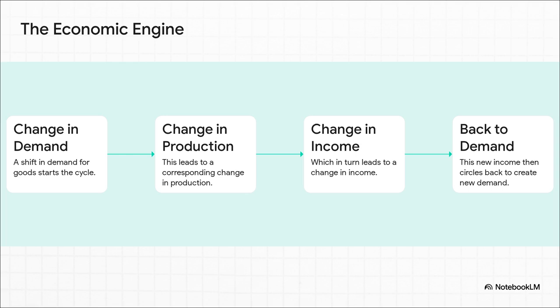So let's say we all suddenly decide we want to buy more electric cars. Well, what happens? Car companies have to ramp up production to meet that demand. To do that, they hire more people, they pay more overtime, which means more income in people's pockets. And what do we do with extra income? We spend, at least some of it, right? And that spending creates a whole new wave of demand, and the cycle kicks off all over again.